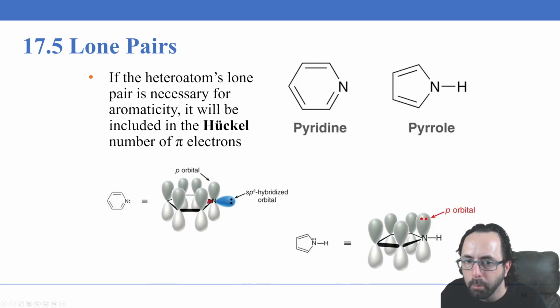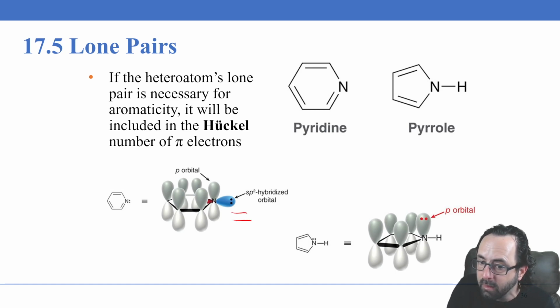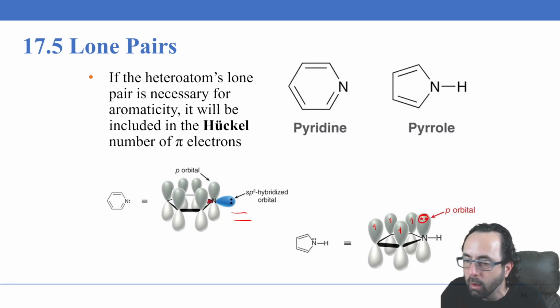So if the heteroatom's lone pair is necessary for aromaticity, it will be included in the number of Hückel pi electrons. In this case, it is not necessary for the aromaticity. It is in the hybridized orbital, but in the case of the pyrrole, it is involved. So our number of pi electrons are basically, we have one electron in each of these four sp2 hybridized orbitals. Then we have the additional two in this lone pair. So that's a total of 6 pi electrons, which obeys Hückel's rule, 2 times 4 plus 2. And so that would be 6. And so the ring here in pyrrole is aromatic.